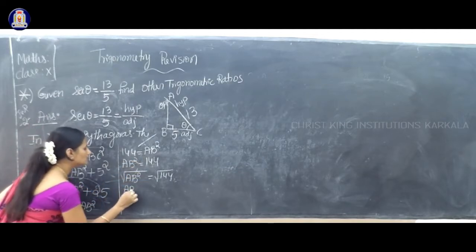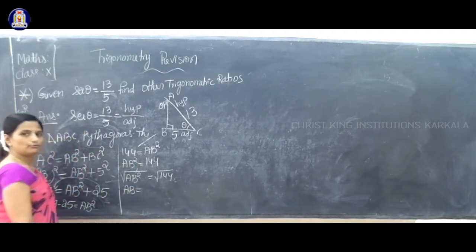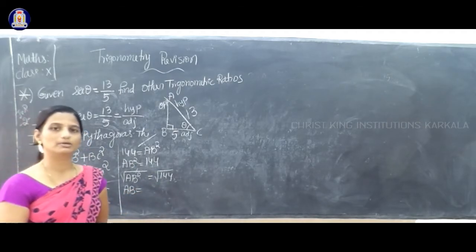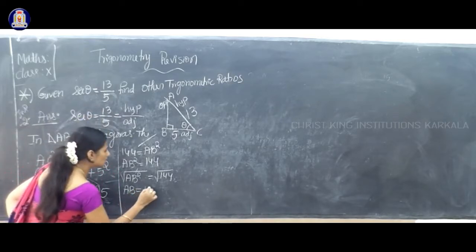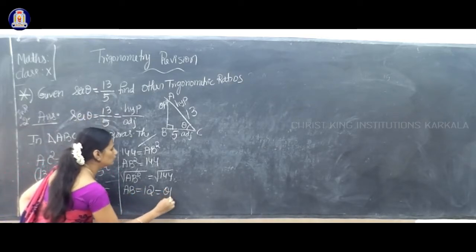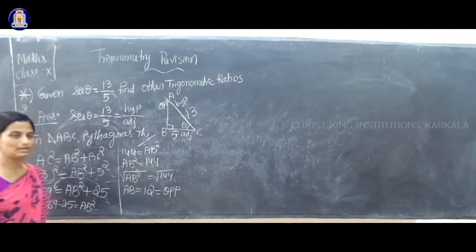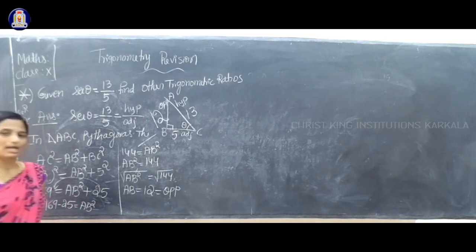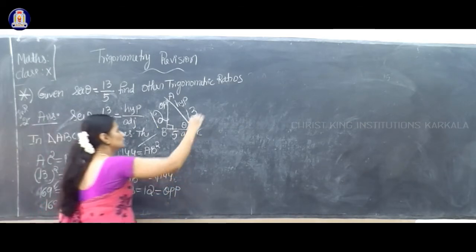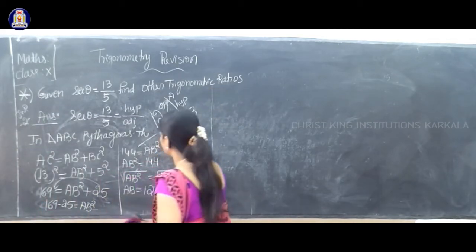So AB is equal to the square root of 144. Is that a perfect square number? Yes, 12 into 12 is 144. It is equal to 12. That is your opposite side. So the opposite side you got is 12. Now can you write all trigonometric ratios? Yes, you can.